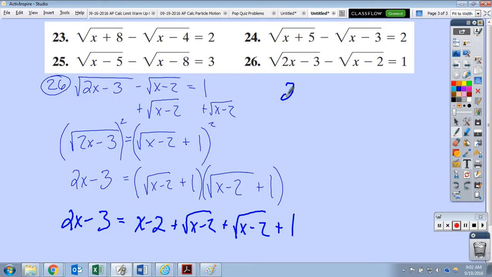So, 2x minus 3, what does the right-hand side become?